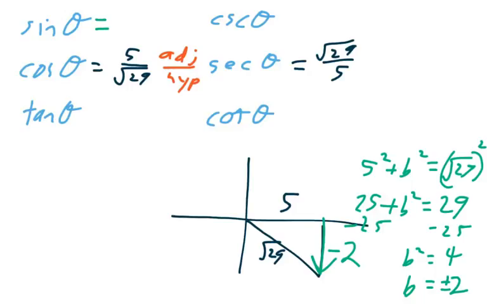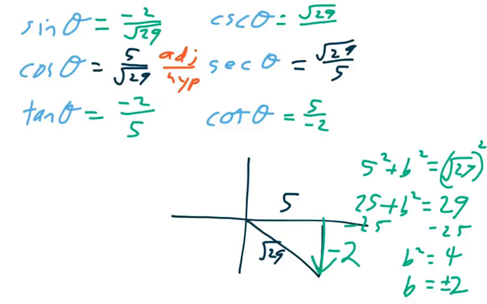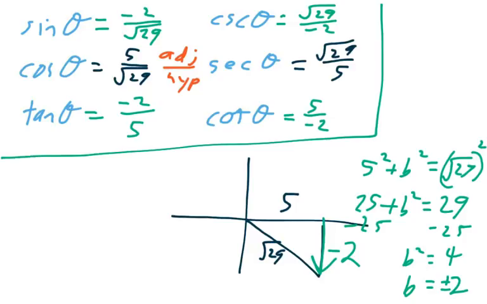So, now based on this triangle, I know that the sine is -2 over the square root of 29, and I know the tangent is the opposite, which is -2 over the adjacent, which is 5. So that is one example where they have to give you one of the trig ratios and which quadrant it's in. So let's try one more.